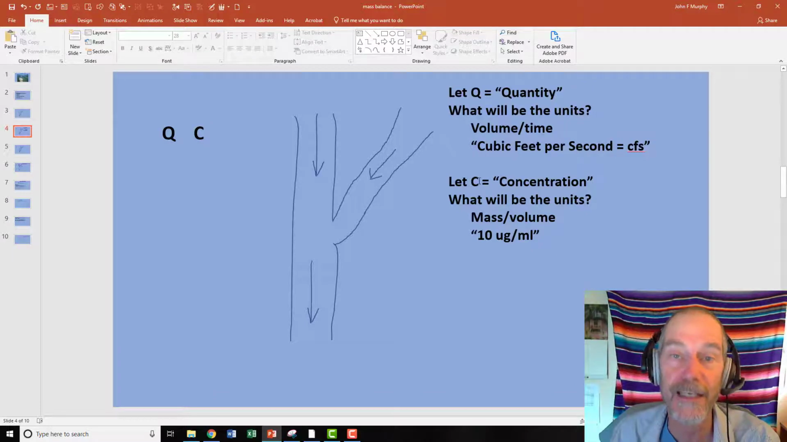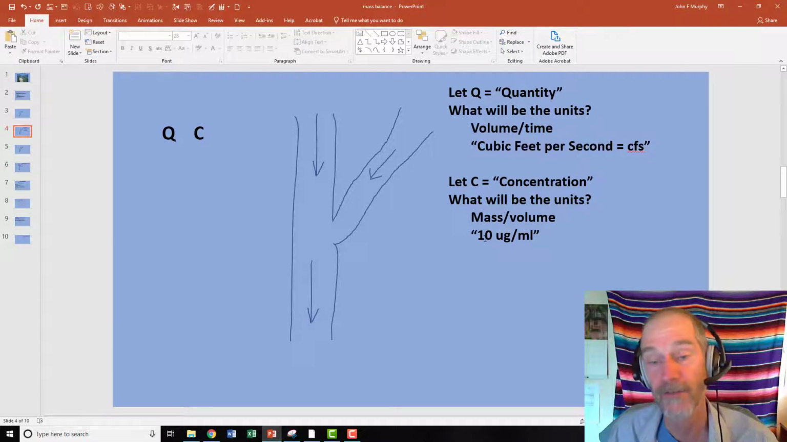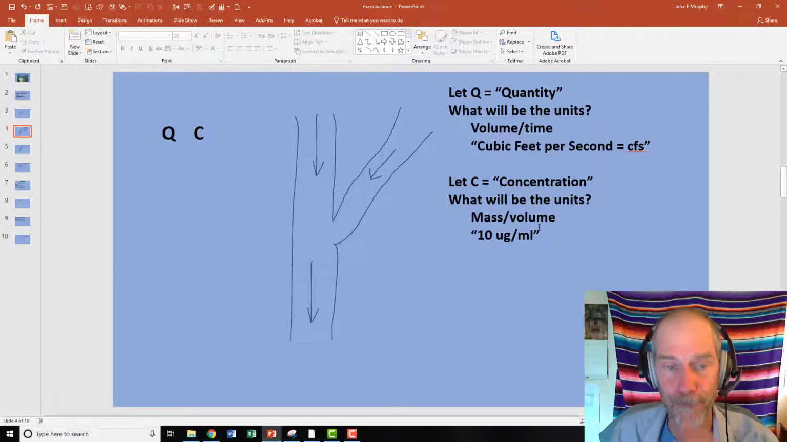And let's let C equal concentration. This is a chemical symbology. What would be the units? Well, it's going to be mass over volume, and the units will change. For instance, I'm giving you 10 micrograms per milliliter, but it could be nanograms per liter, or I don't know, ounces per cubic feet. Okay, mass over volume.